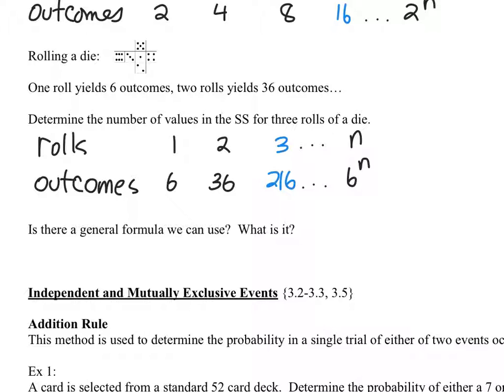So the general formula, and I'm not going to overly generalize it in terms of symbolic notation, just boils down to the number of outcomes per trial, and that's going to be raised to the number of trials.